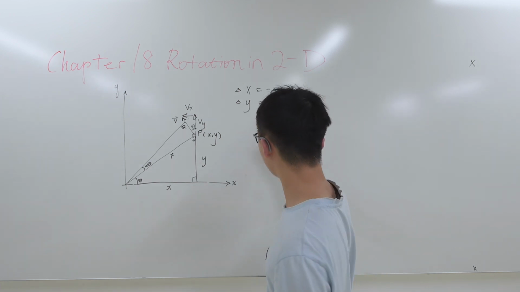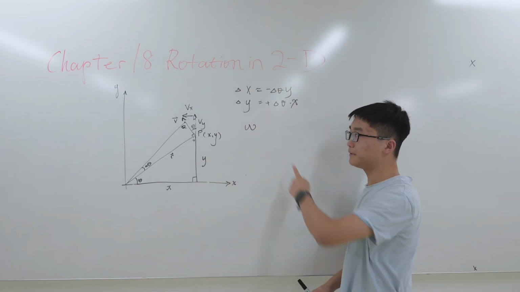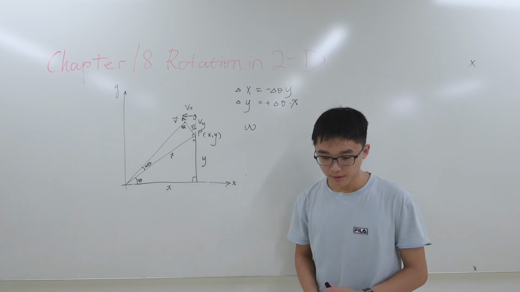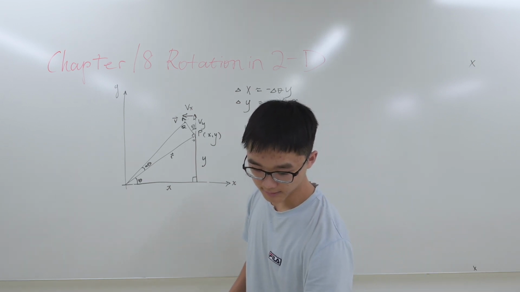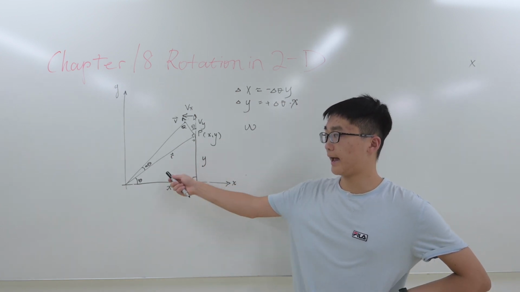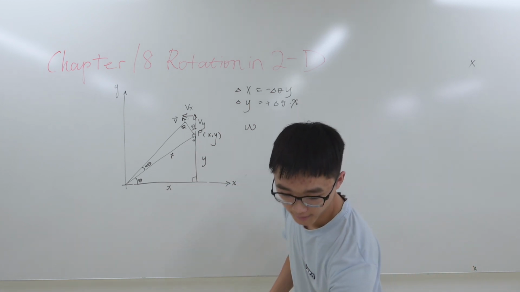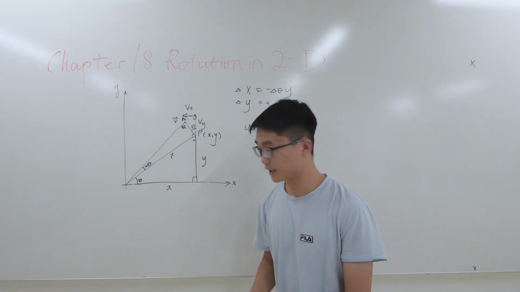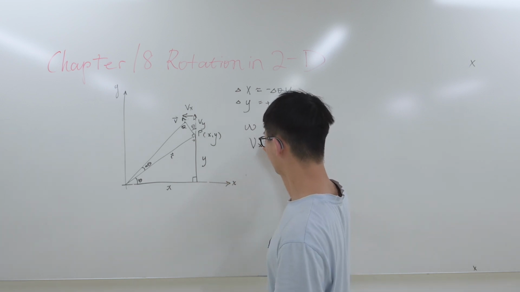So now we introduce a thing called omega, and omega will be the angular velocity. So what is angular velocity? Angular velocity is how fast an angle is changing. How fast an angle is changing.